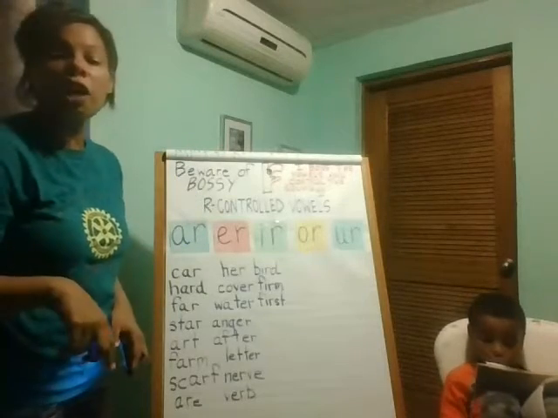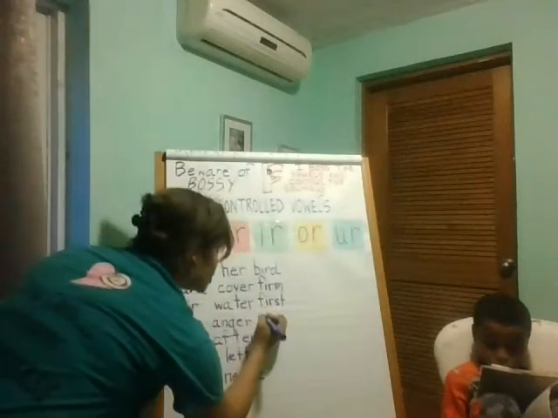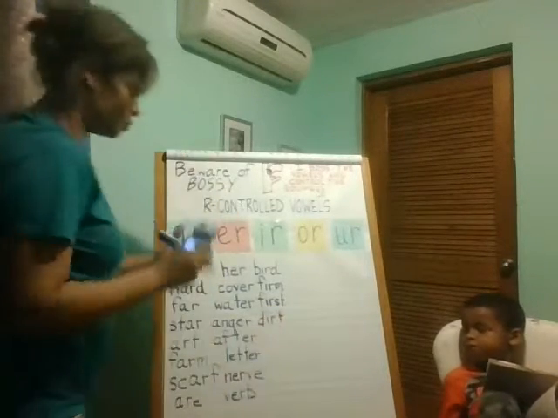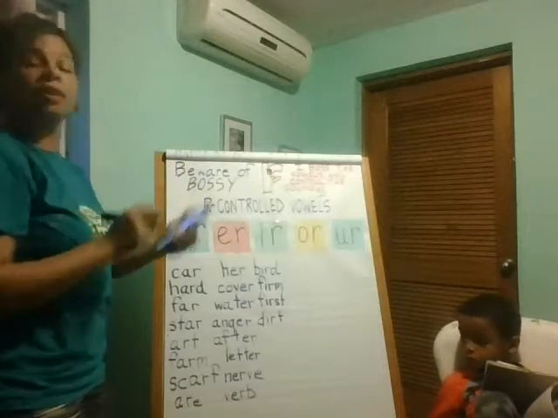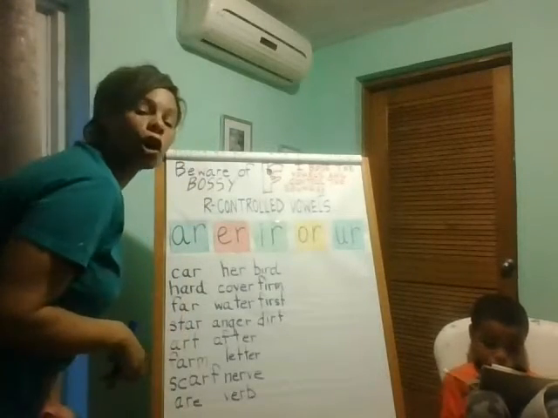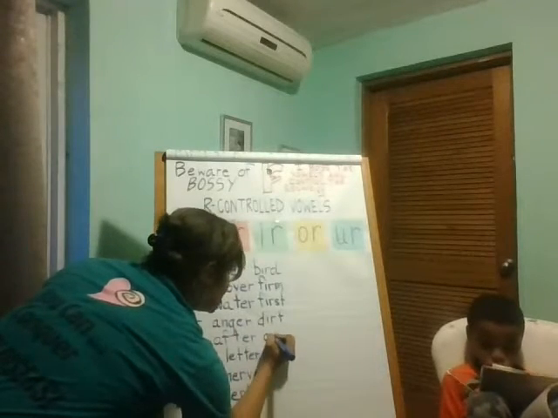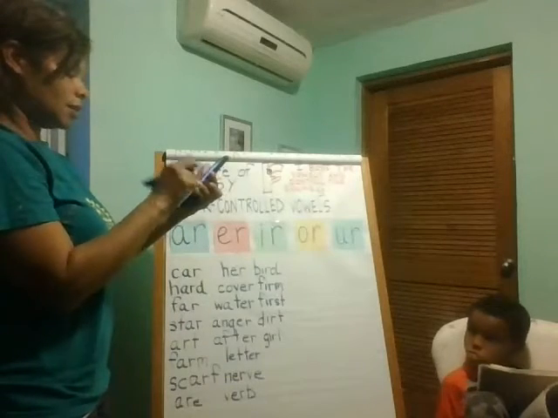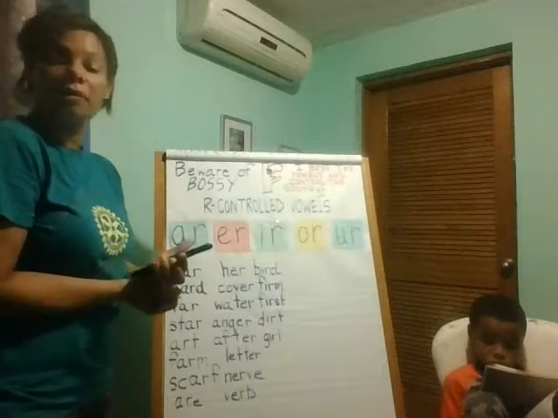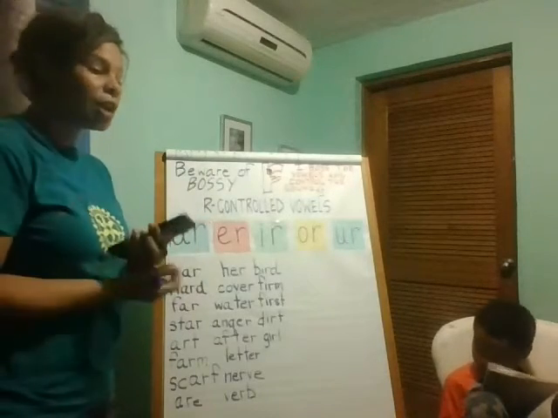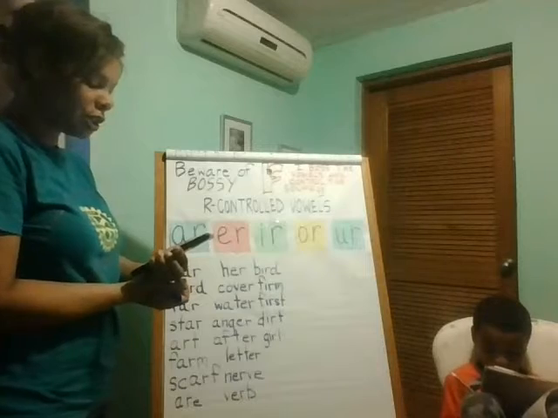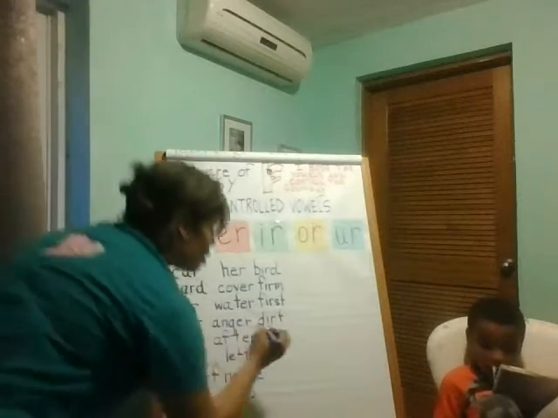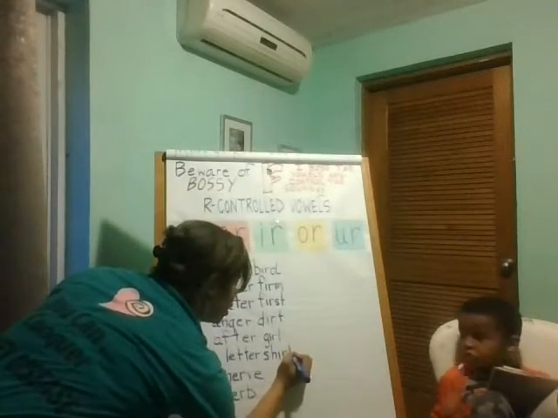After first, dirt. D-I-R-T. Dirt. After dirt, girl. G-I-R-L. I-R-L. Three more. Next one, shirt. Shirt. S-H makes that sh sound, and then I-R-T. I-R-T.